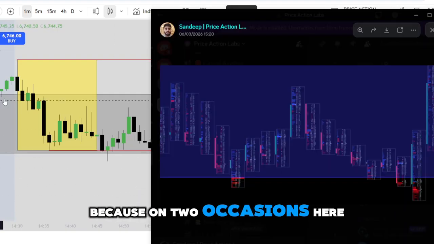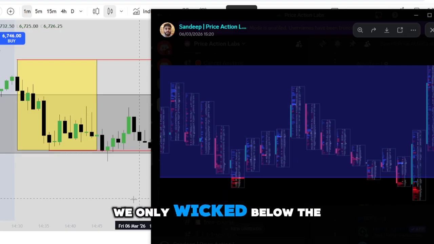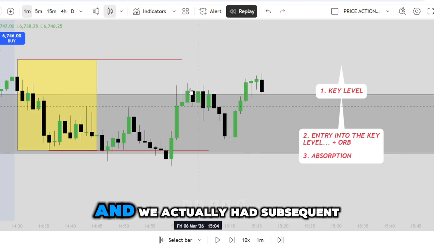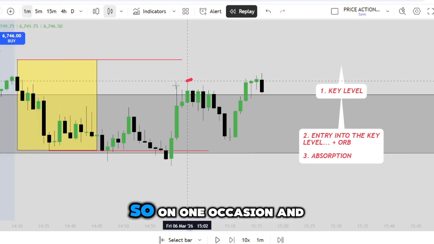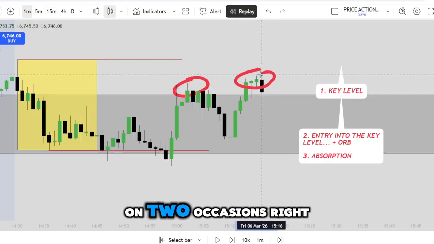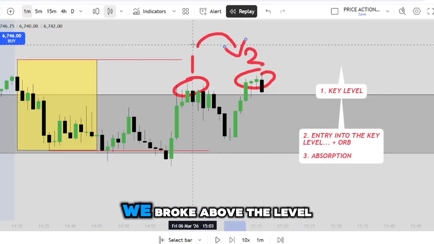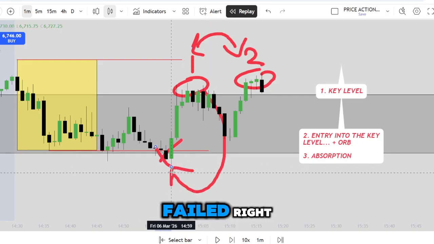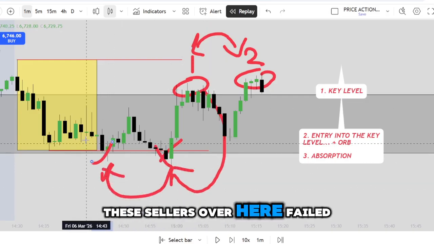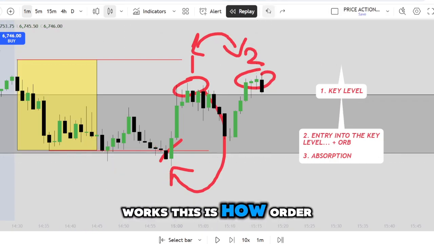On two occasions here, we couldn't break below the zone. We only wicked below the zones here and here, and we actually had subsequent higher breaks. On two separate occasions, we broke above the level. So these sellers over here failed. This is how the ORB works. This is how order flow works.